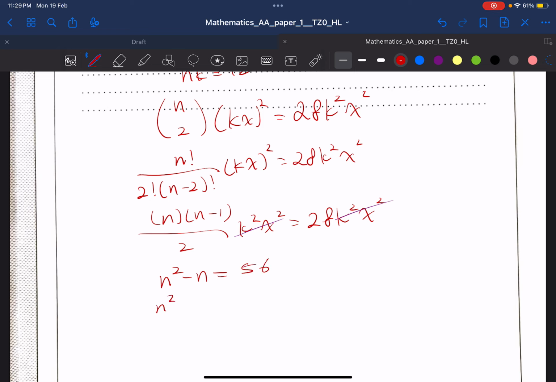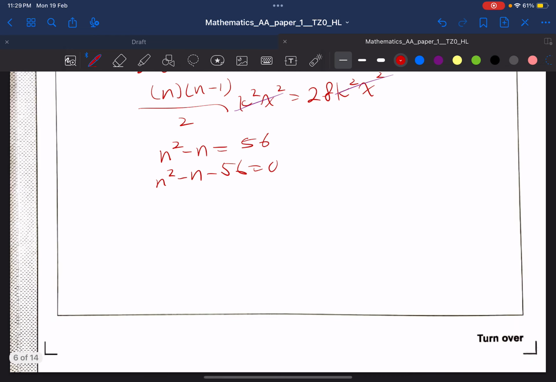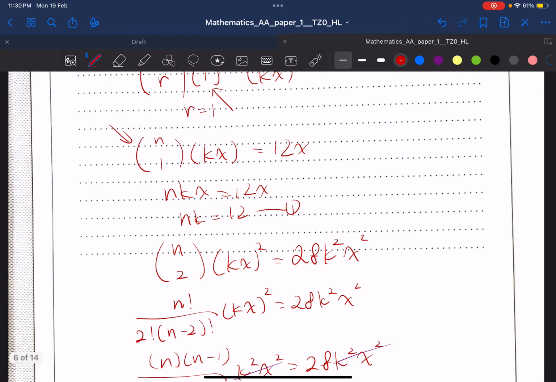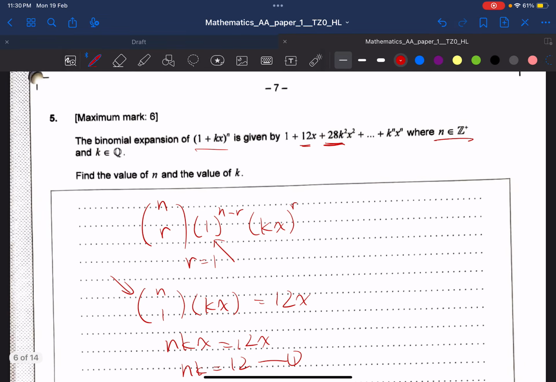And then we'll move to the left hand side. Sorry. And then just factorize it. I think this 8 and 7. So 7n and 8n. We want a minus in the middle, so plus n minus here. So n minus 8 and then n plus 7 equals 0. And then obviously n is 8. Okay. N cannot be negative 7 because n is the power. Okay. N is a positive integer.